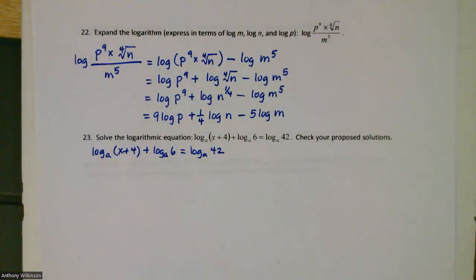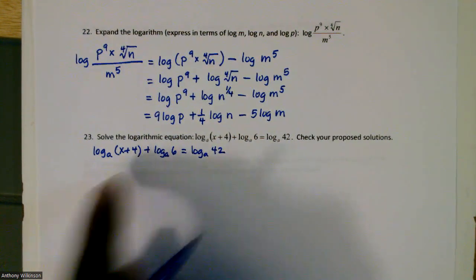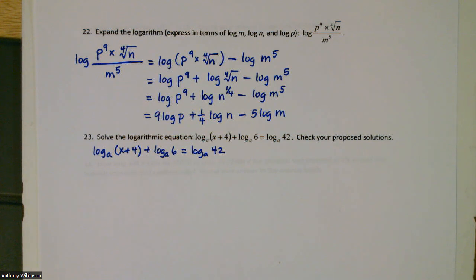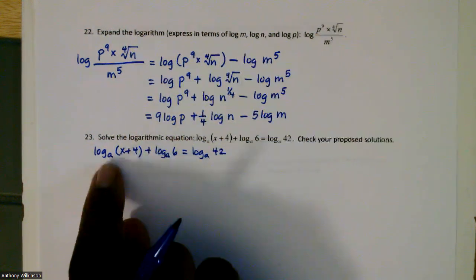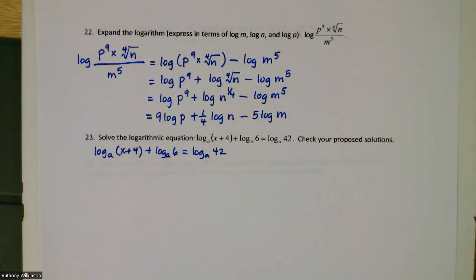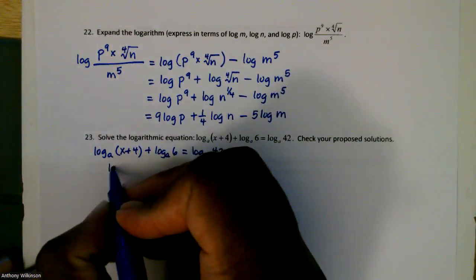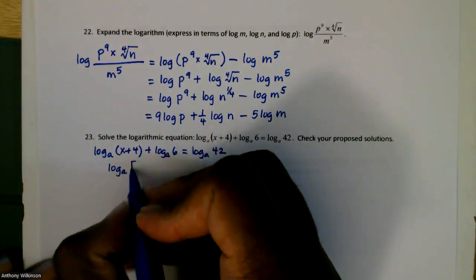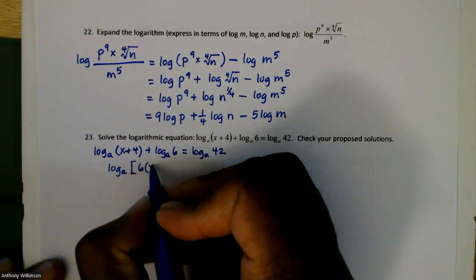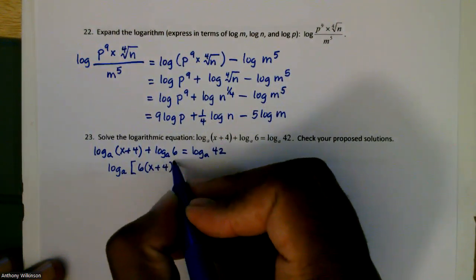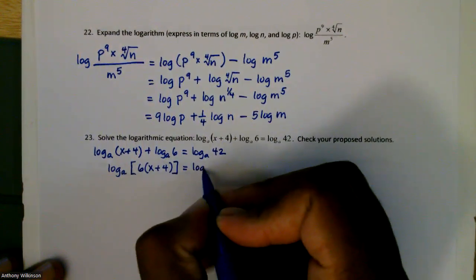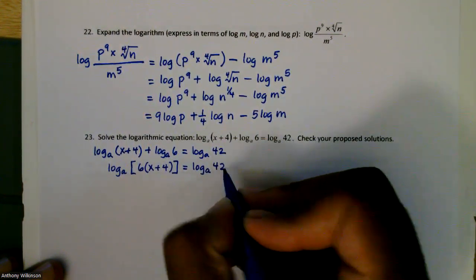You want to make sure that each side of the equation is a single logarithm. The right side is, but the left side is not. That means I need to condense it as a single logarithm. Notice I have the plus sign in between the two logarithms. I have the sum of their individual logarithms. That means I need to use the product rule, and I'll write this as the log to the base a of, and I'm going to put the 6 in front of the x plus 4. That's equal to the log to the base a of 42.